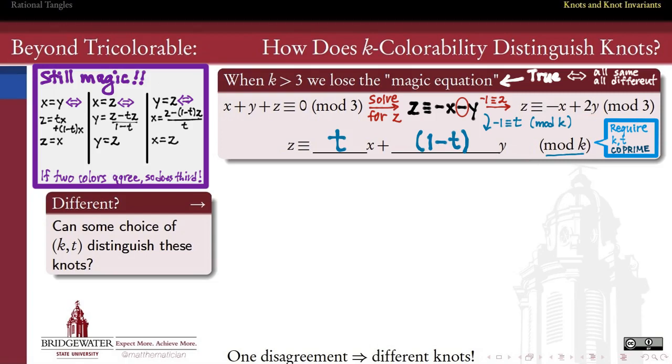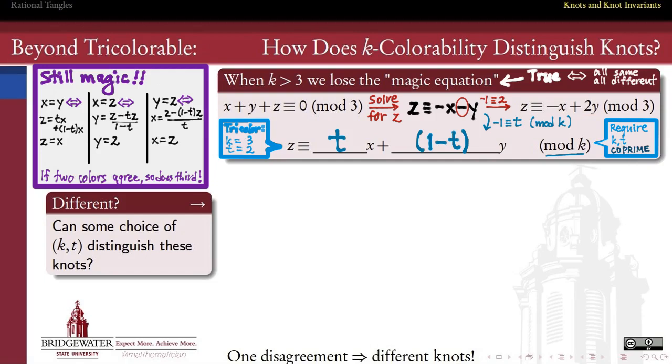And this is going to reduce back down into our tri-coloration condition if we choose k to be 3 and if we choose t to be 2. But now we can make different choices of k for different numbers of colors, and different choices of t as the thing that we're going to divide by in my magic equation. As long as it's co-prime to k, we'll get a valid way of doing algebra with it.